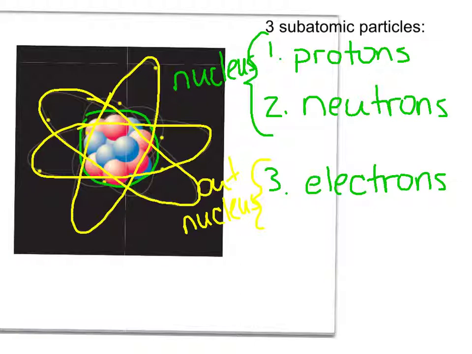Now I just want to remind you that all these subatomic particles contain different charges. Each proton carries a positive charge. Each neutron is neutral, hence the name neutron. It has no charge, and electrons are negatively charged. It's the combination of these protons and electrons that give atoms a charge, which is next we're going to come to, the definition of an ion.